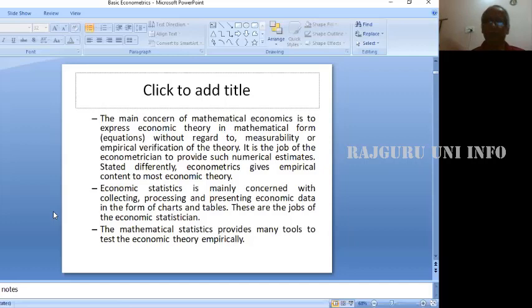Once models are built, I have to apply economic statistics. That is data, necessary data I must collect. Data: primary, secondary, or even our own classification called time series data, cross-sectional data, pooled data, and the more important one, the panel data. Now, economic statistics is mainly concerned with collecting, processing and presenting economic data in the form of charts and tables. These are the jobs of the economic statistician. Finally, mathematical statistics provides many tools to test economic theory empirically.